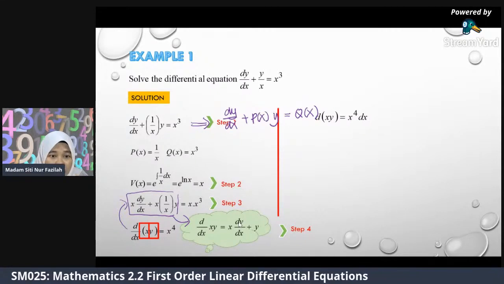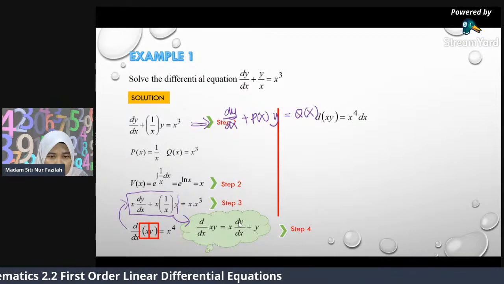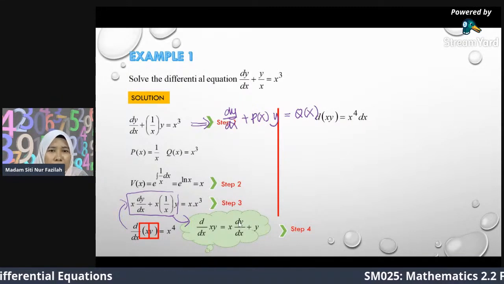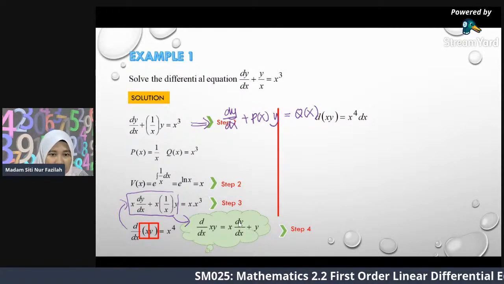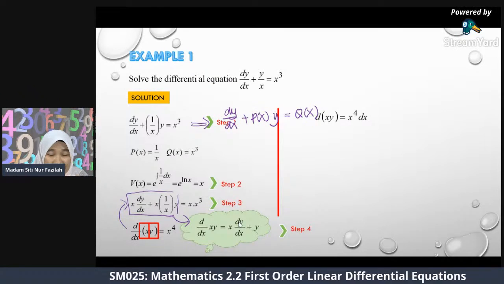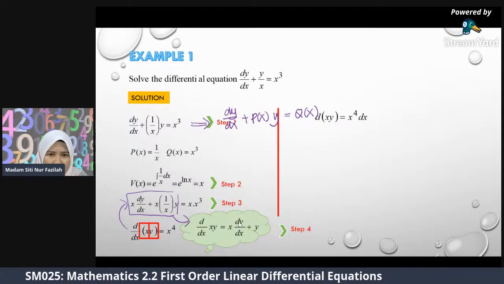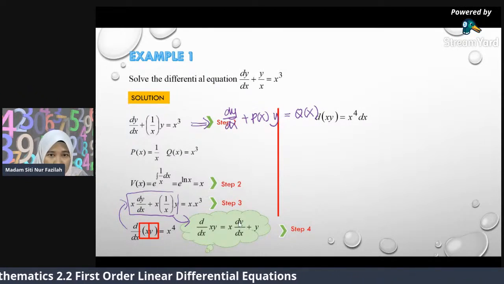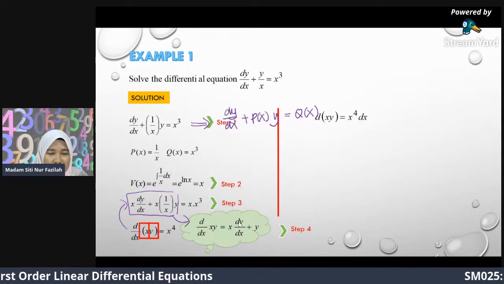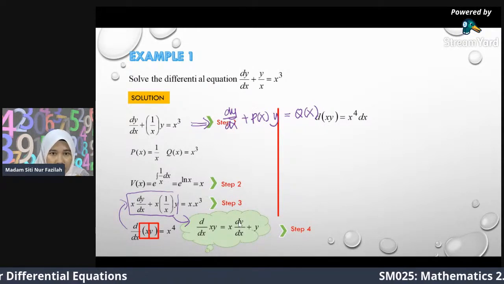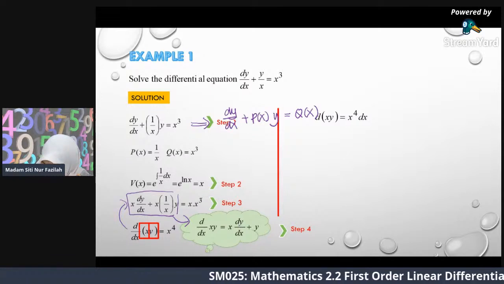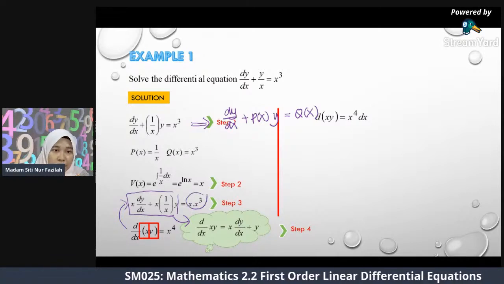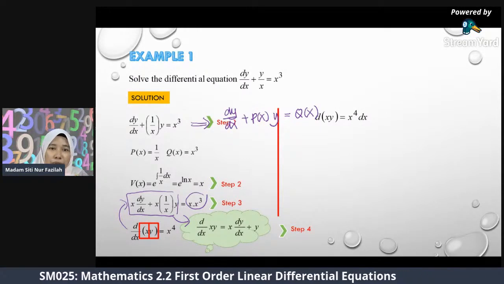Before we go to step 5, we need to multiply dx on both sides. In step 4, we multiply dx on both sides, so we get d(xy) equal to x to the power of 4 dx. It is x to the power of 4 because x is multiplied with x to the power of 3.